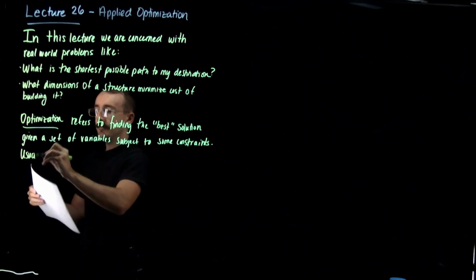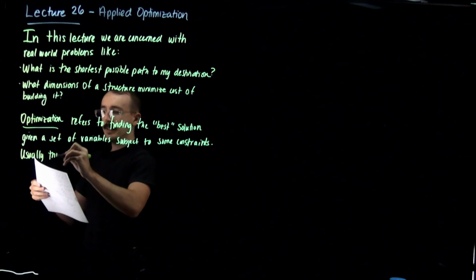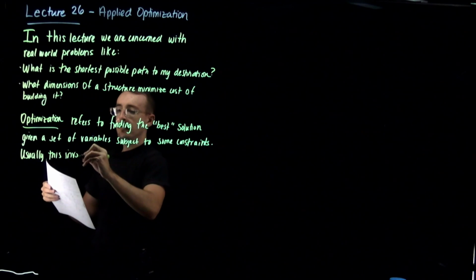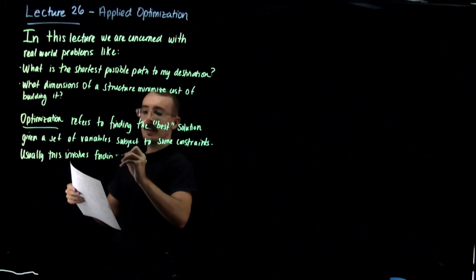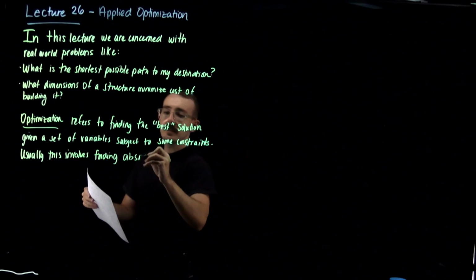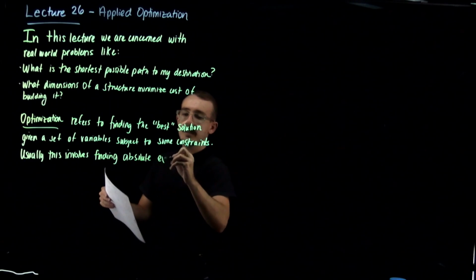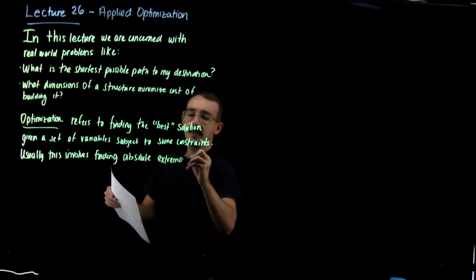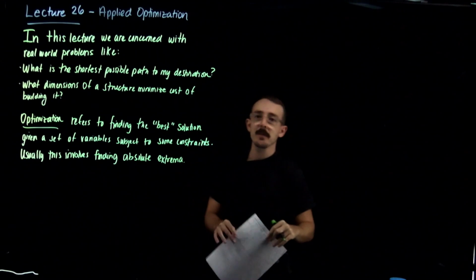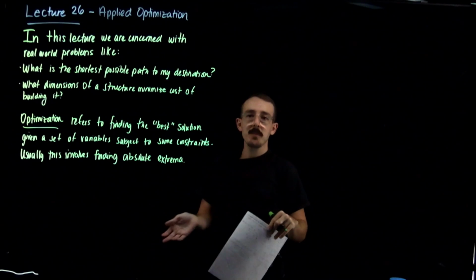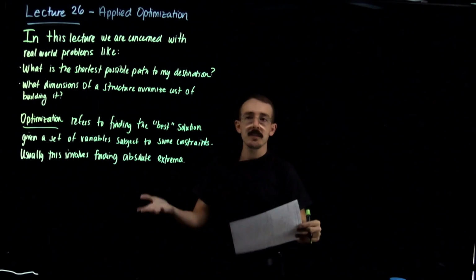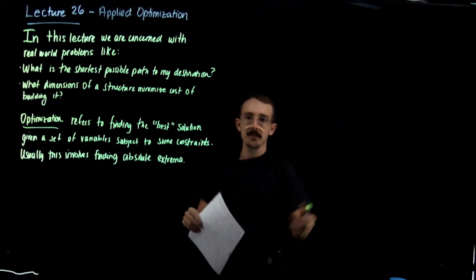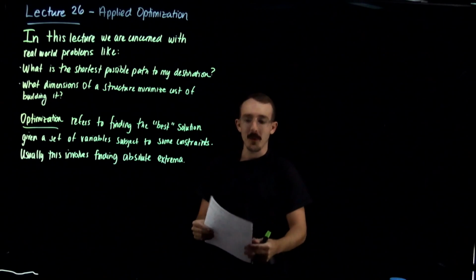And usually, this involves finding absolute extrema. And this is something that we've seen very recently in our previous lectures. So a lot of these problems boil down to finding the absolute max or absolute min of a certain situation that you've written in some kind of symbolic form.